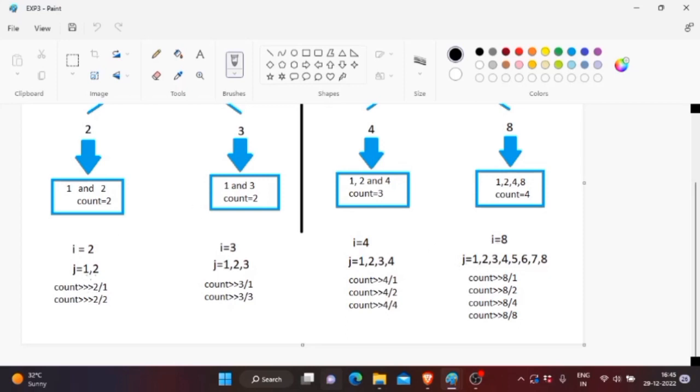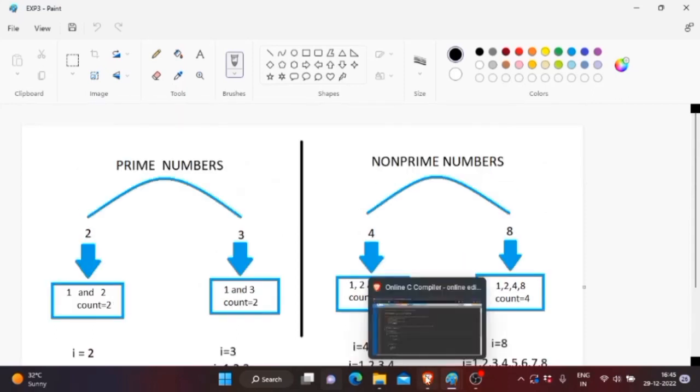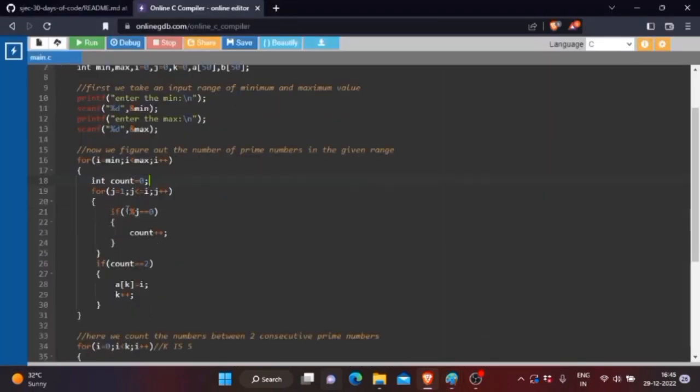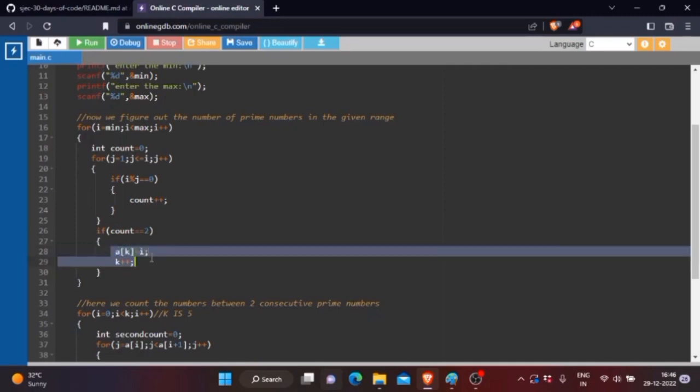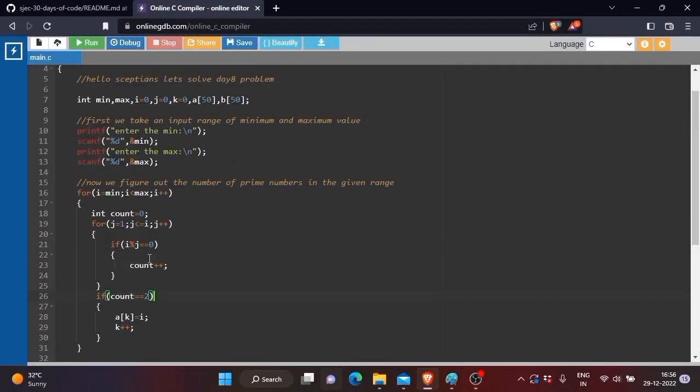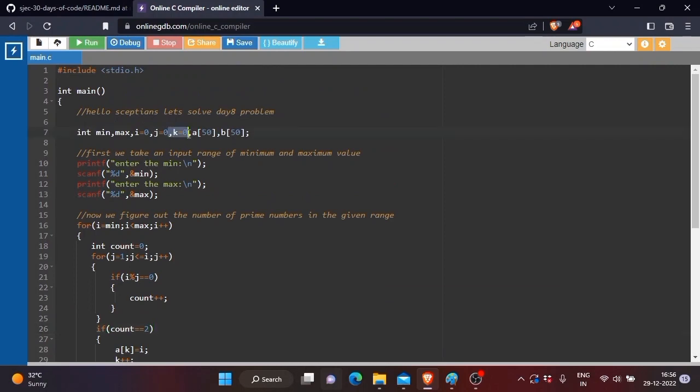Here, the count is 2 as the number 2 is divisible by 1 and 2. However, in the case of non-prime numbers, 4 is divisible by 1, 2 and 4, hence the count will be 3. By this, we differentiate prime numbers and non-prime numbers. So if the count is 2, the number is prime, and we store it in an array A. Array A is declared, with k equal to 0 also declared.